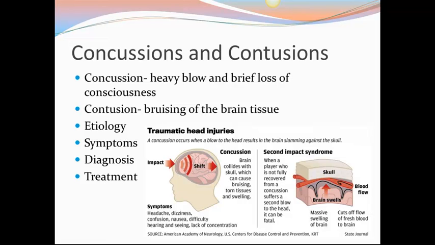Concussions and contusions. So concussions and contusions are two different things. Concussion is a heavy blow and a brief loss of consciousness. It causes disturbances of the normal brain's electrical activity. Contusions are bruising of the brain tissue. The etiology for both is a blow to the head. Unconsciousness, amnesia and loss of memory, headaches, blurred vision, and irritability are all symptoms of both.